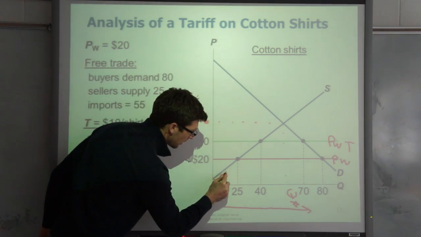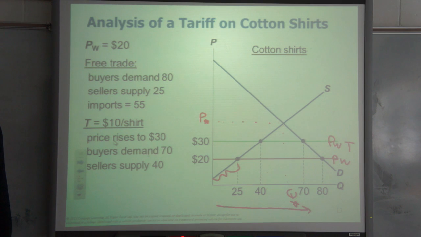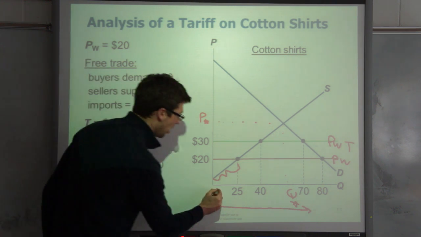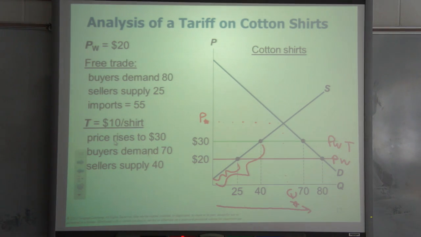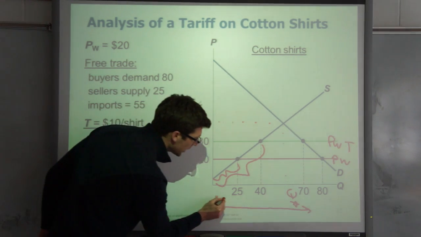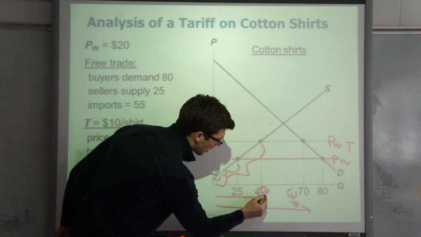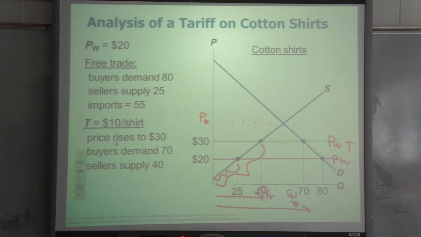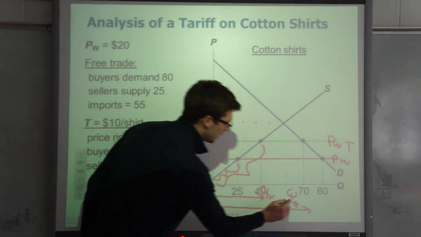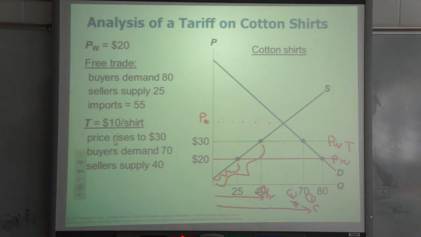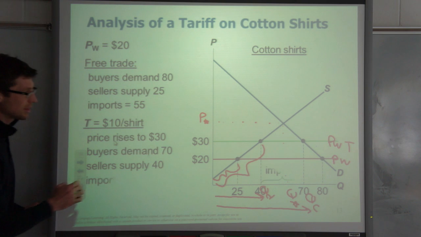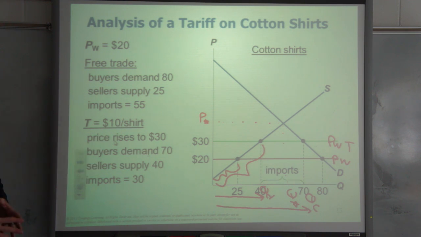Before, these were the only American producers who were producing. But now, it's that entire area. We have 40 units. That's going to be our domestic production. This is our domestic consumption. And then obviously the difference is made up by the imports.